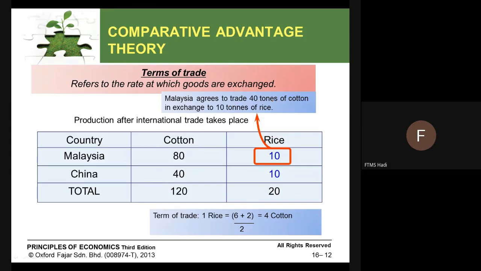Malaysia agreed to trade 40 tons of cotton in exchange for 10 tons of rice. So for cotton, that means 4 times 10 equals 40.